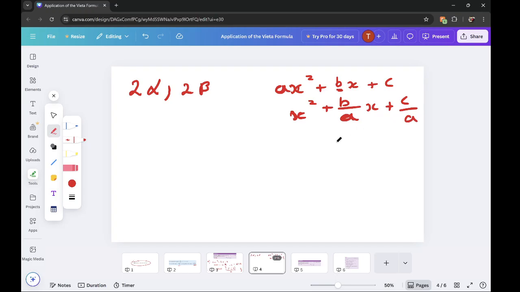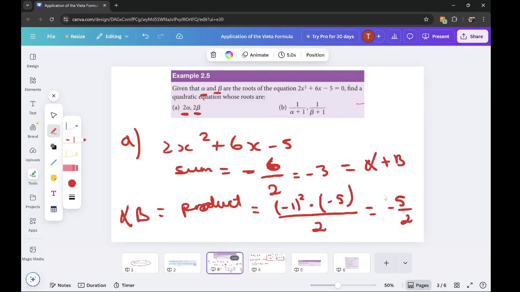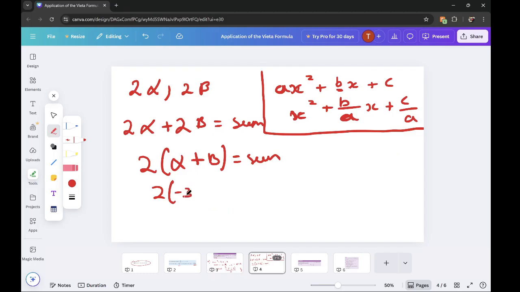I'll explain now. First off, let's just keep this on the side for now. 2 alpha plus 2 beta is our sum. Yes? So what are we going to do from here? We don't know alpha beta, so we pull out the 2, and 2 times alpha plus beta is equal to our sum. But we know what alpha plus beta is because we found that out right here. So 2 times minus 3 is equal to minus 6. So now we know the sum of our new equation is minus 6.